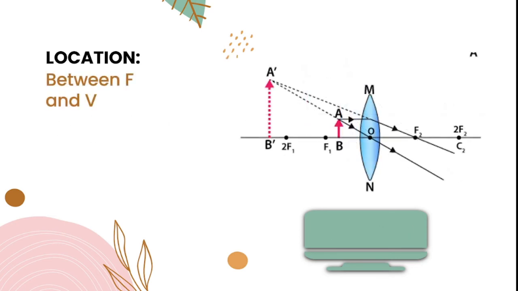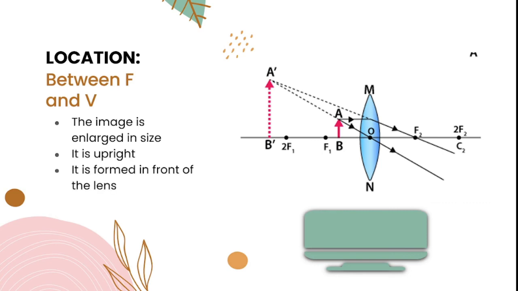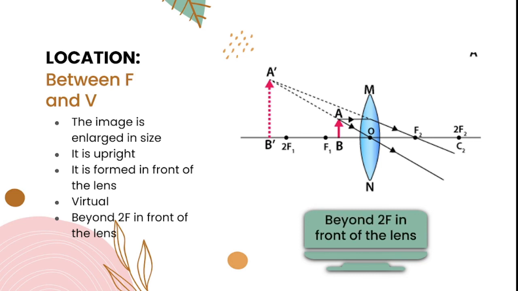Now, if the object's location is between the focus and the vertex, the image formed is enlarged in size, upright, formed in front of the lens, virtual, and the image is formed beyond 2F in front of the lens. In this location, the converged principal rays will not be able to intersect at the back of the lens, so extending the rays in front of it will determine the point of intersection. Therefore, the image is formed beyond 2F in front of the lens.